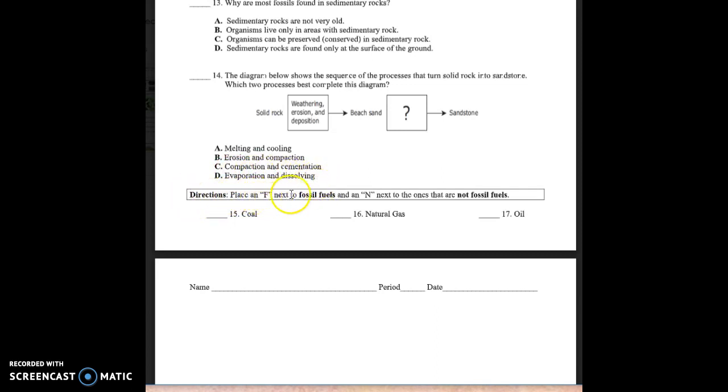Directions. Place an F next to fossil fuels and an N next to the ones that are not fossil fuels. 15. Coal. 16. Natural gas. 17. Oil.